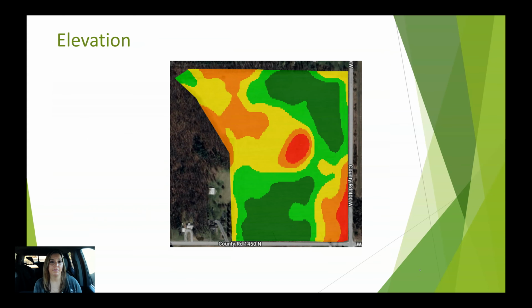You can also use elevation to make zones. I'll use this often if we don't have yield data or soil test information, and it can be pretty accurate. You can see we've still similarly identified the highest and the lowest areas of the field.